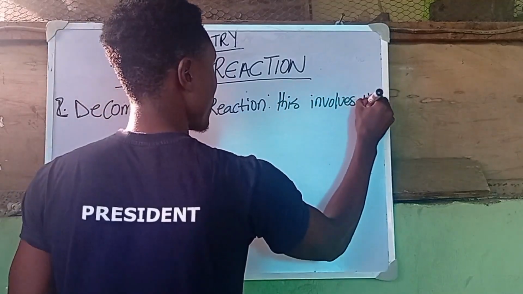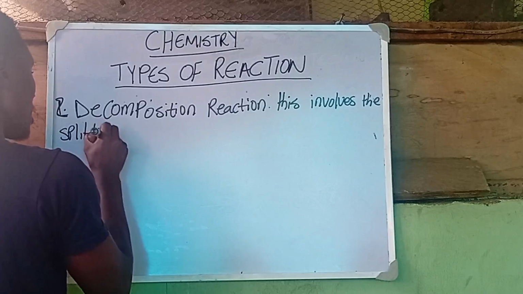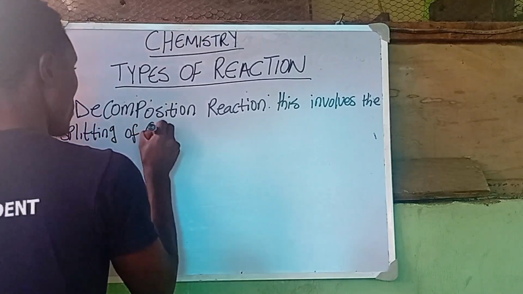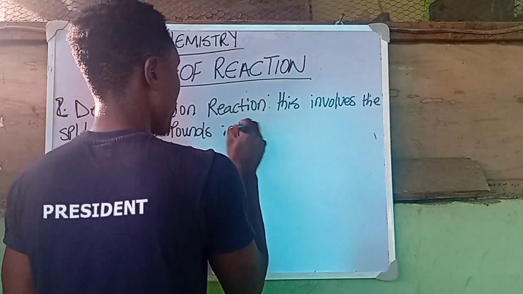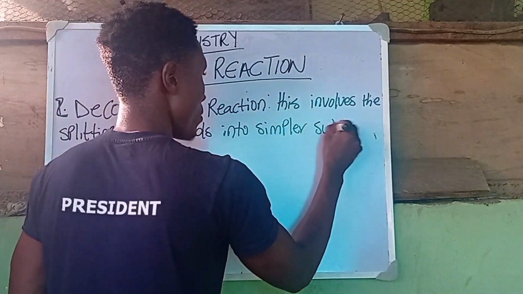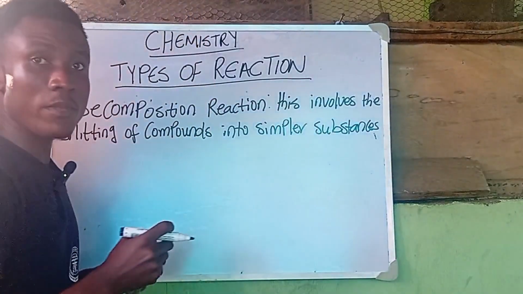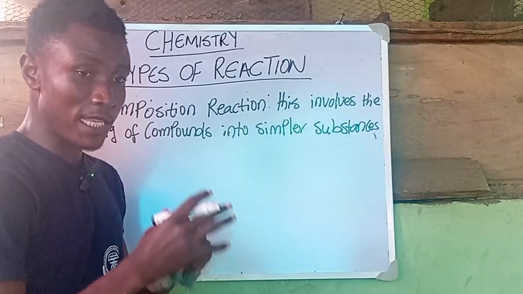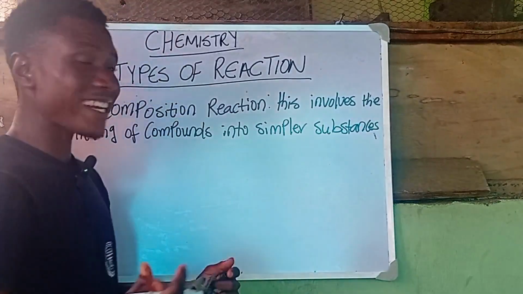This involves the splitting of compounds into simpler substances. Remember, we did our combination reaction as number one, and we say our combination reaction is the simpler substances coming together to give us a complex substance, which is our compound. But this one now is the direct opposite.